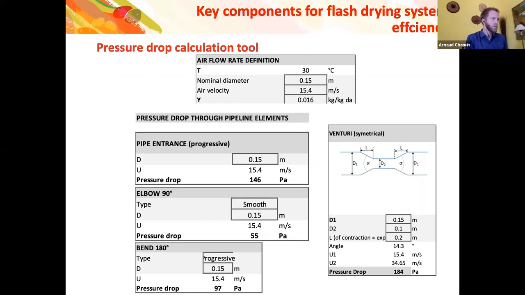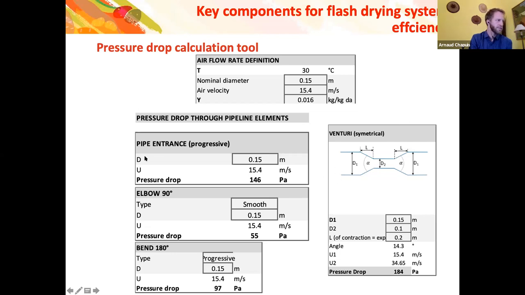On the website, you will be able to download the pressure drop calculation tool. Briefly, in this tool you define the airflow rate. You will give the nominal diameter of the drying pipe, the air velocity, and the air temperature. And then you will be able to calculate the pressure drops through different elements of the pipe.